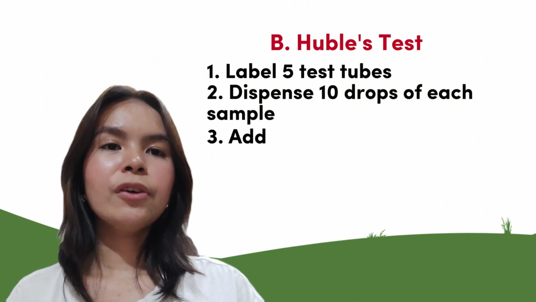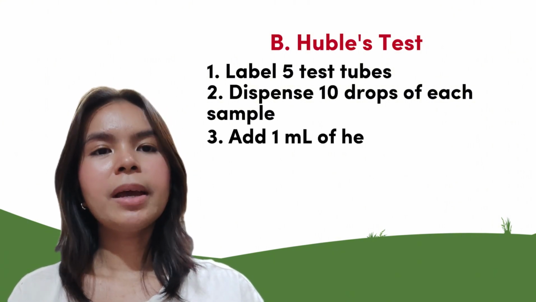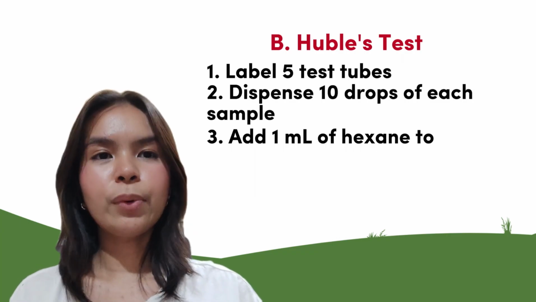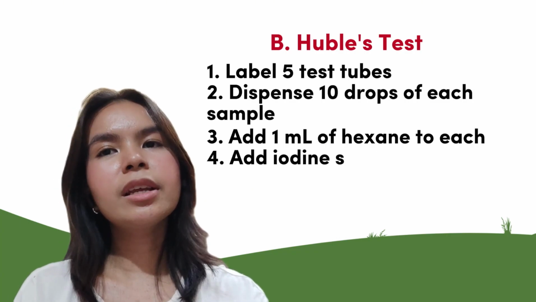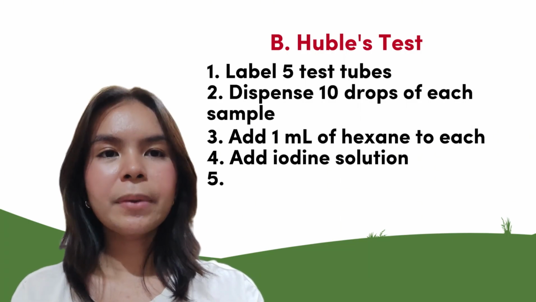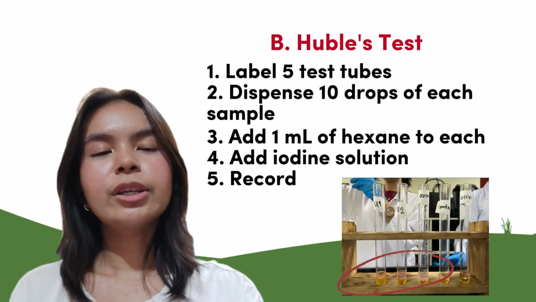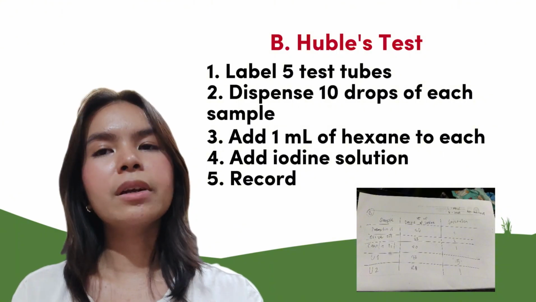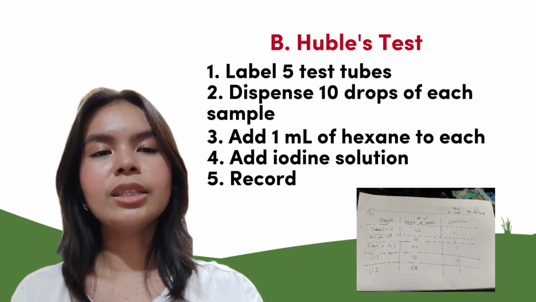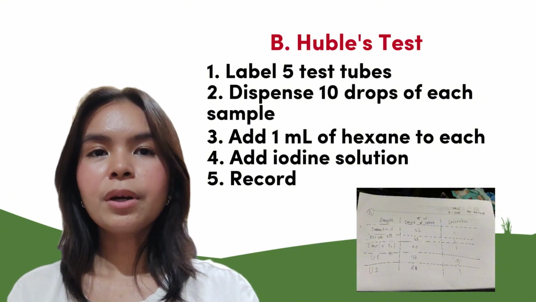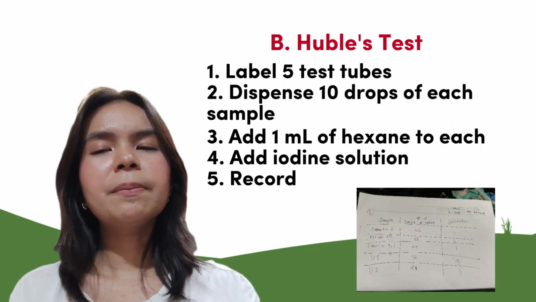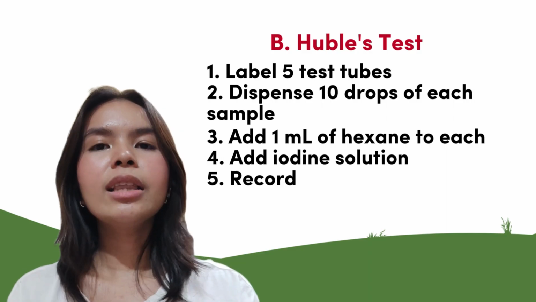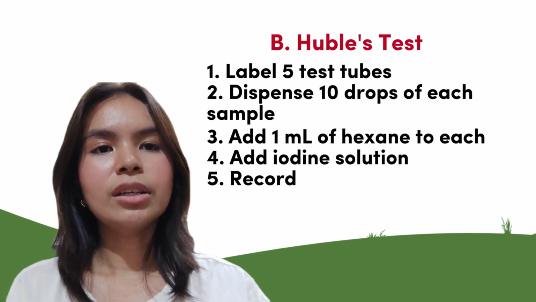Add 1 ml of hexane to each test tube and mix the contents of each test tube well. Add iodine solution dropwise to each test tube, stirring after each drop until a pink color appears. Record the number of drops required for the appearance of the pink color in each test tube. Count the number of iodine drops needed to reach pink color. More drops typically indicate higher levels of unsaturation.